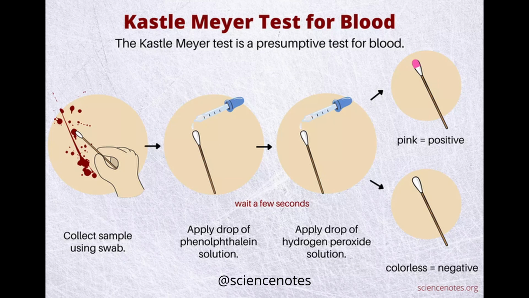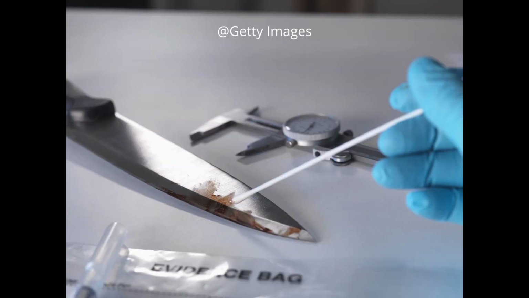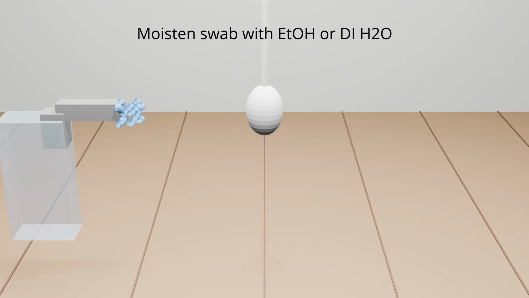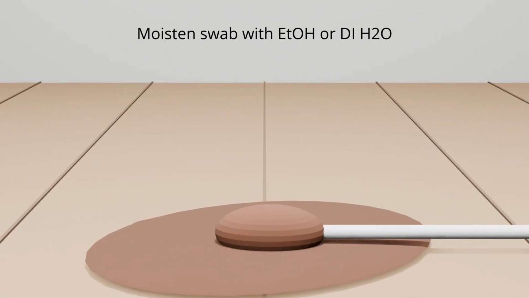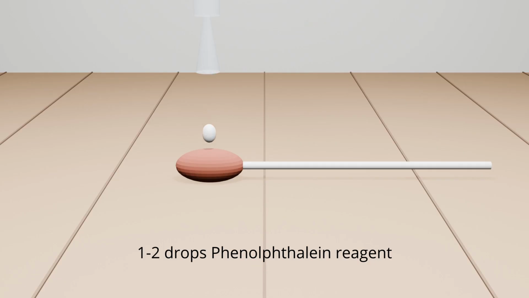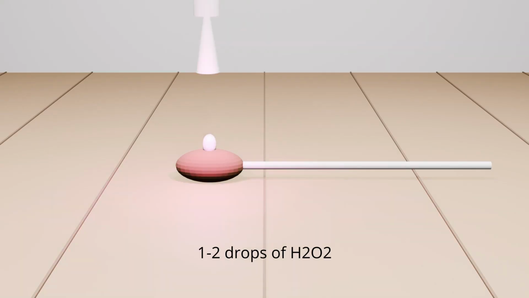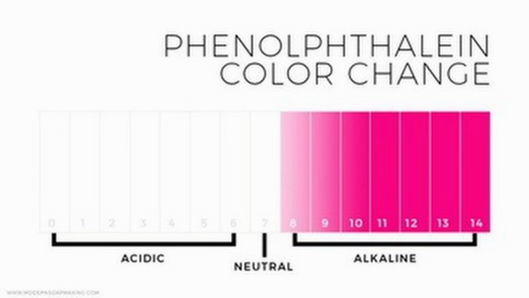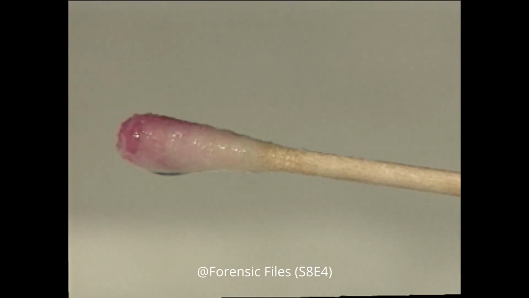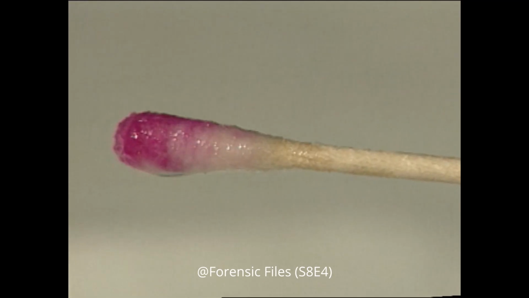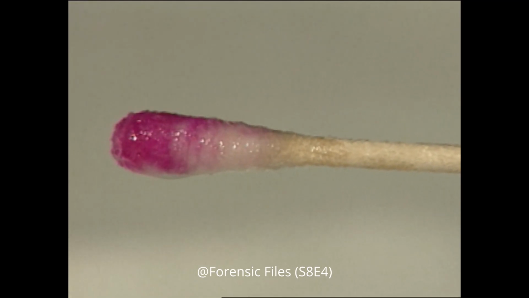Phenolphthalein presumptive tests follow a simple but strict protocol. A presumed blood sample, typically in dried form, is collected with a lightly moistened cotton swab with deionized water. 1 to 2 drops of phenolphthalein reagent are applied directly to the sample before applying 1 to 2 drops of hydrogen peroxide. The phenolphthalein is colorless, and it is only until hydrogen peroxide is introduced where any presumable hemoglobin in the sample will undergo an oxidation-reduction reaction.